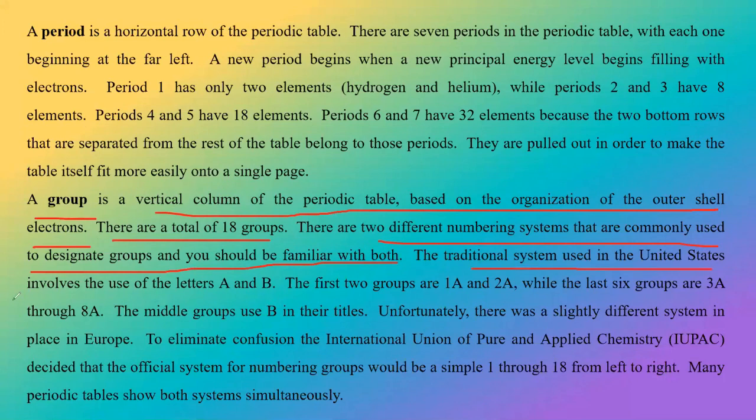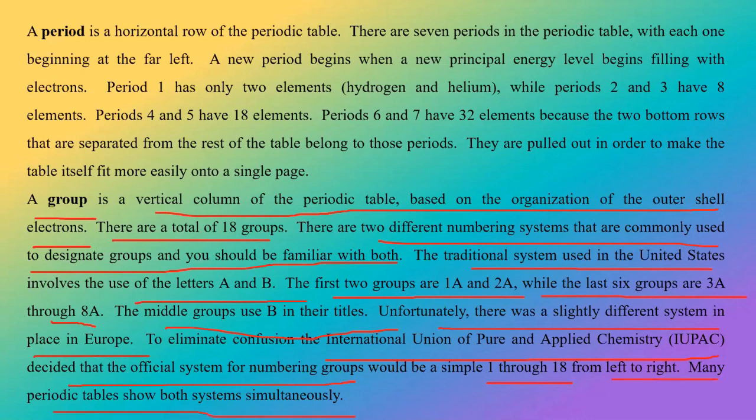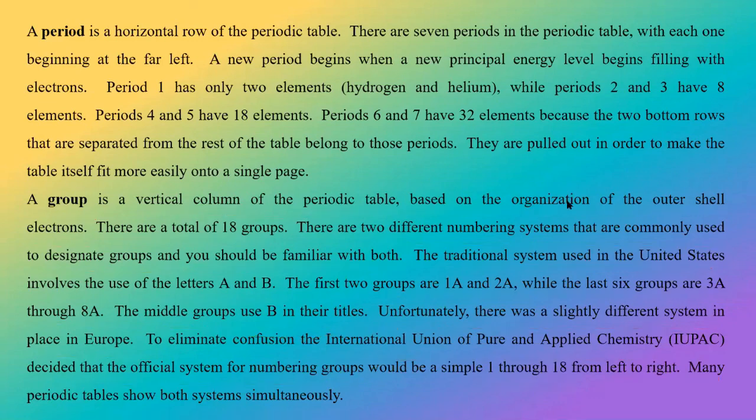The traditional system was used in the US using letters A and B. The first 2 groups were 1A and 2A, and the last 6 groups were 3A to 8A. The middle groups were in B. Unfortunately, there was a slight difference in the system in Europe, and the IUPAC finally formulated the best system where no dilemma, no problem has been kept, and the groups were named from 1 to 18 using the Indo-Arabic numbers. So there is no problem regarding the numbering of groups, because otherwise there would be some problem regarding the numbering of these groups.